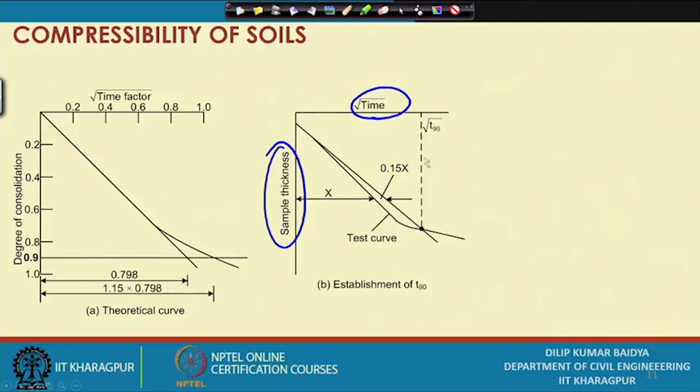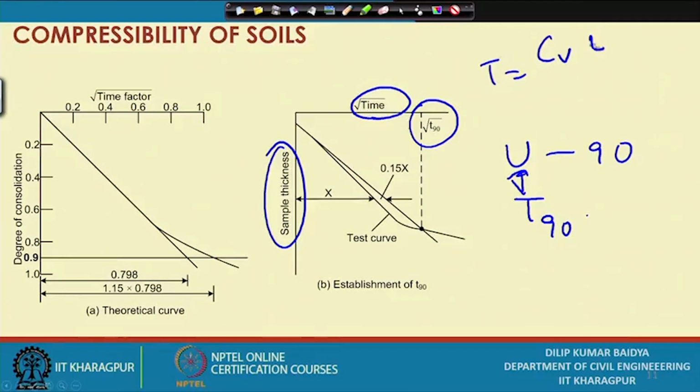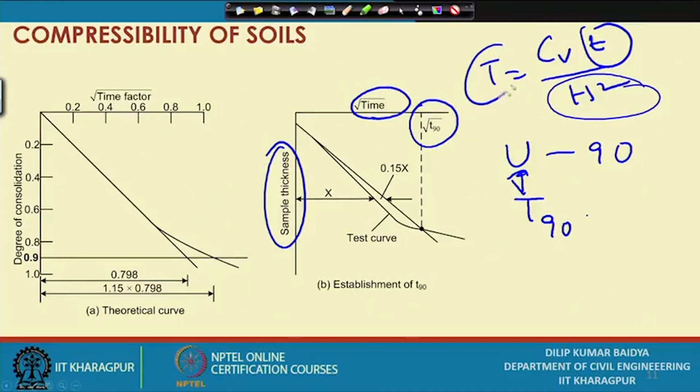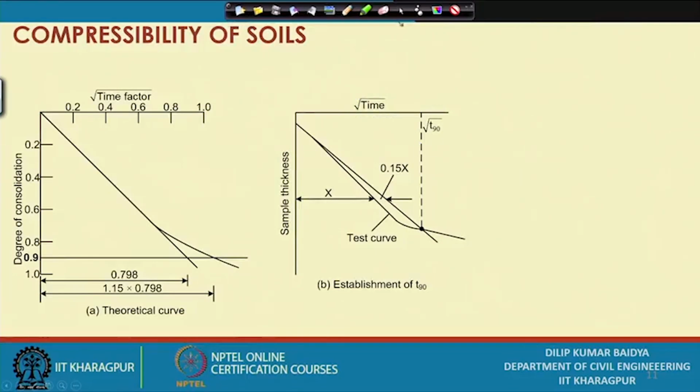So, we have got intersection. t90 we will get from the test here and for U90, the corresponding T90 I can get from the relationship between T and U. So, T equal to CV t by H square. When you carry out the test, H is known, t we are getting from here and T you are getting from this relationship. So, the only unknown is CV. So, CV can be determined like this, by root time method. This is one method, and I will discuss one or two methods again later on.